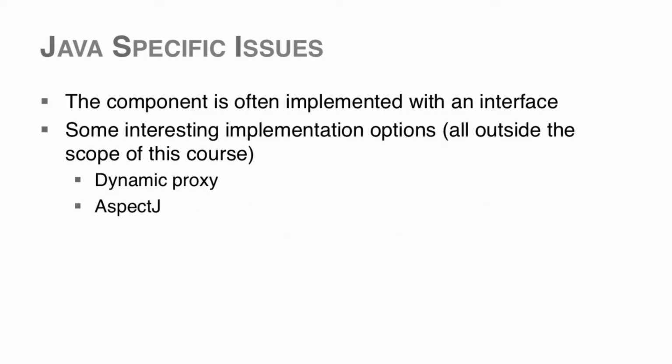In Java, we typically implement the top-level interface as an interface construct as opposed to an abstract class, for instance. And there are some other implementing options that you have in Java that is outside the scope of this course. You could use a dynamic proxy, you could use AspectJ, all very powerful for introducing proxies in between the client and the real object.